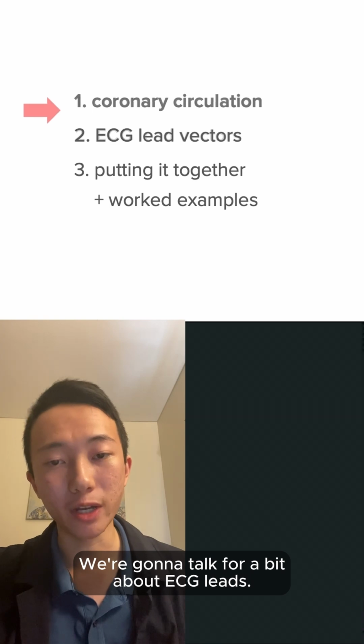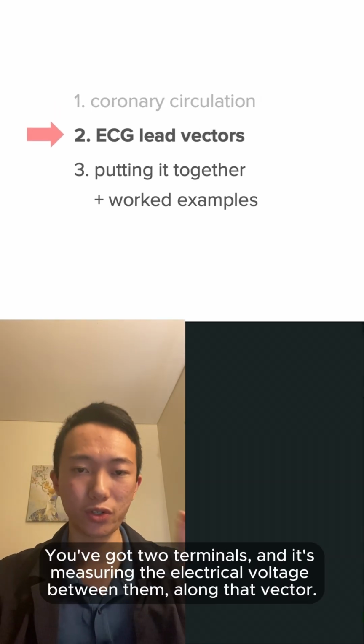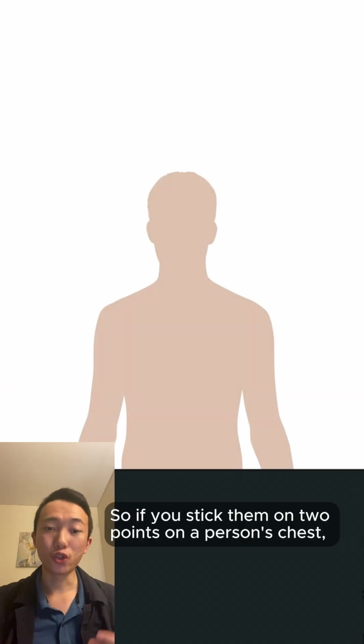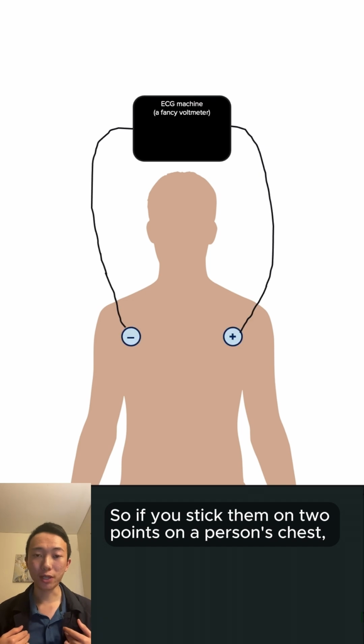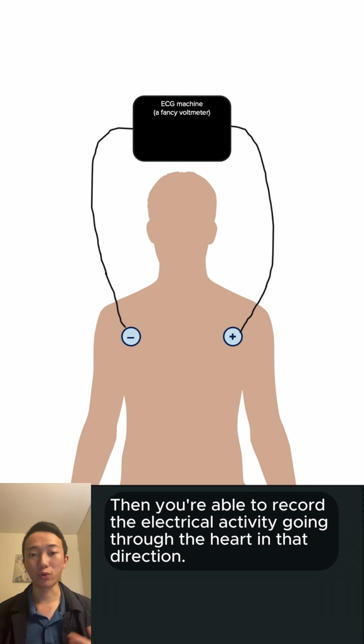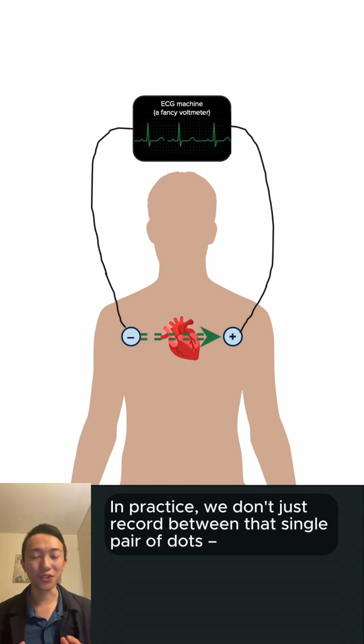We're going to talk for a bit about ECG leads. Now, an ECG is really just a voltmeter, right? You've got two terminals and it's measuring the electrical voltage between them along that vector. So if you stick them on 2 points on a person's chest and get them to sit still so that they're not using any of their other muscles, then you're able to record the electrical activity going through the heart in that direction.